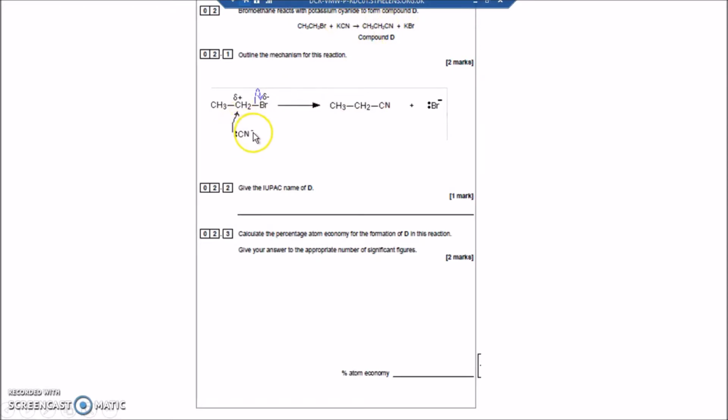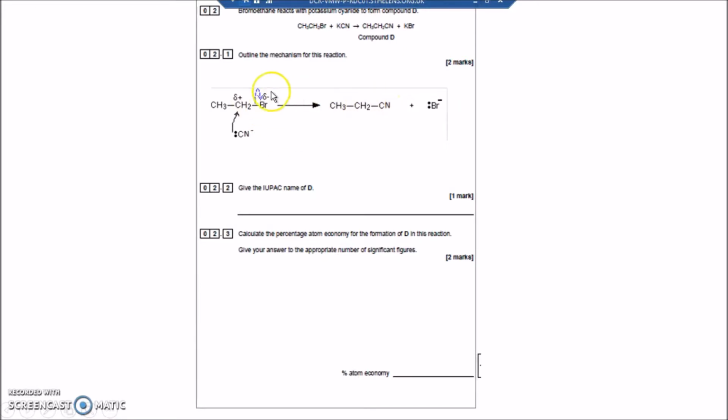I've got a CN- ion, I've got a lone pair of electrons on the carbon of the CN. That will attack the delta plus on the C, on the polar bond between the C and the Br. Remember, the Br is electronegative, so it gets a small minus charge, and the C gets a small plus charge, delta plus and delta minus, so I've got a polar bond here, and the lone pair of electrons attacks or bonds to the carbon of the C-Br. The electrons then go from the C-Br bond onto the Br.